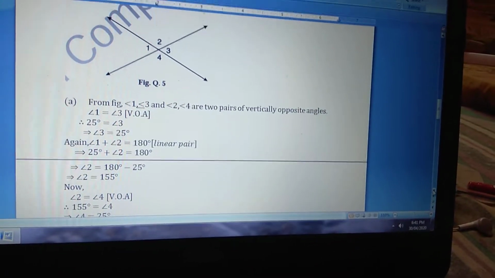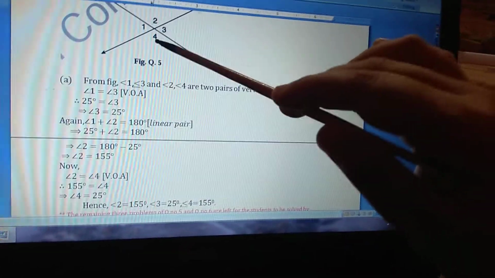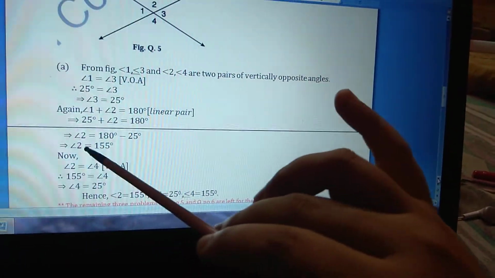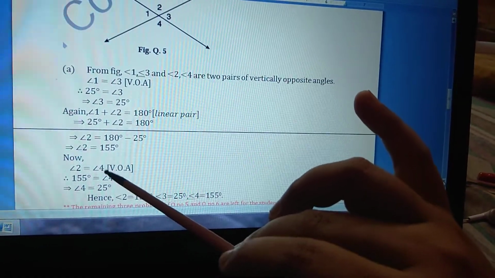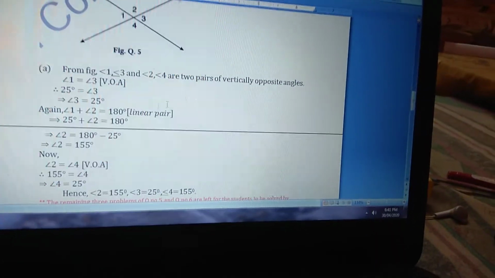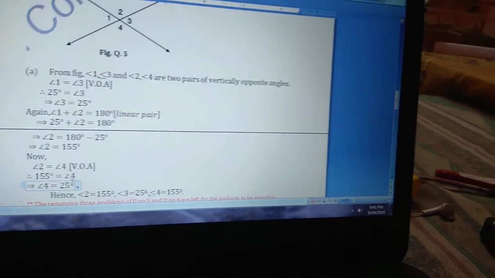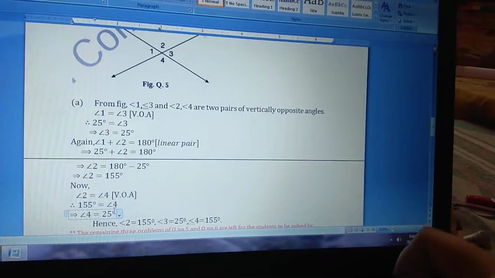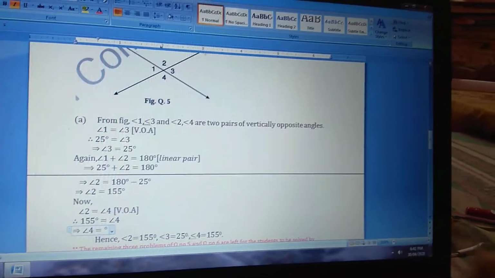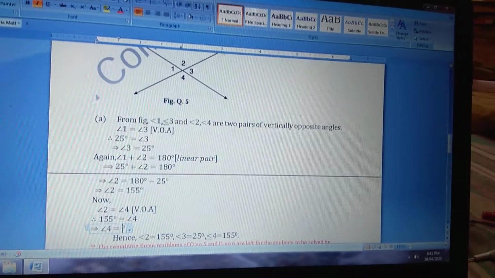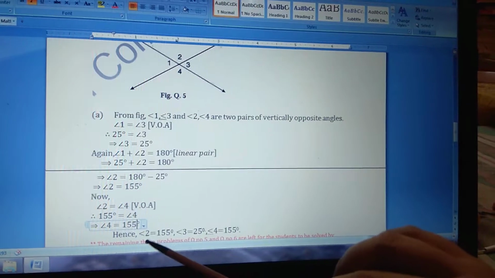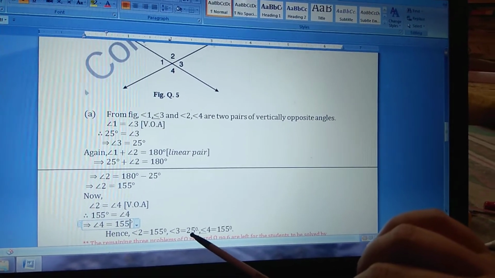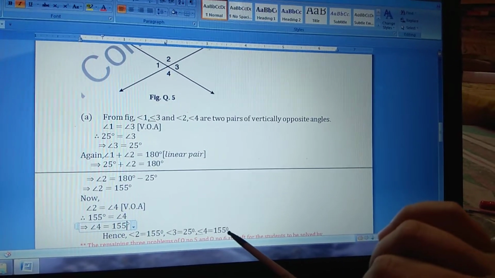Now again angle 2 and angle 4 are vertically opposite angles. So if angle 2 is 155, angle 4 will also be 155. So here we will get the value of 4 as 155 degrees. Hence, angle 2 is 155, angle 3 is 25, angle 4 is 155.